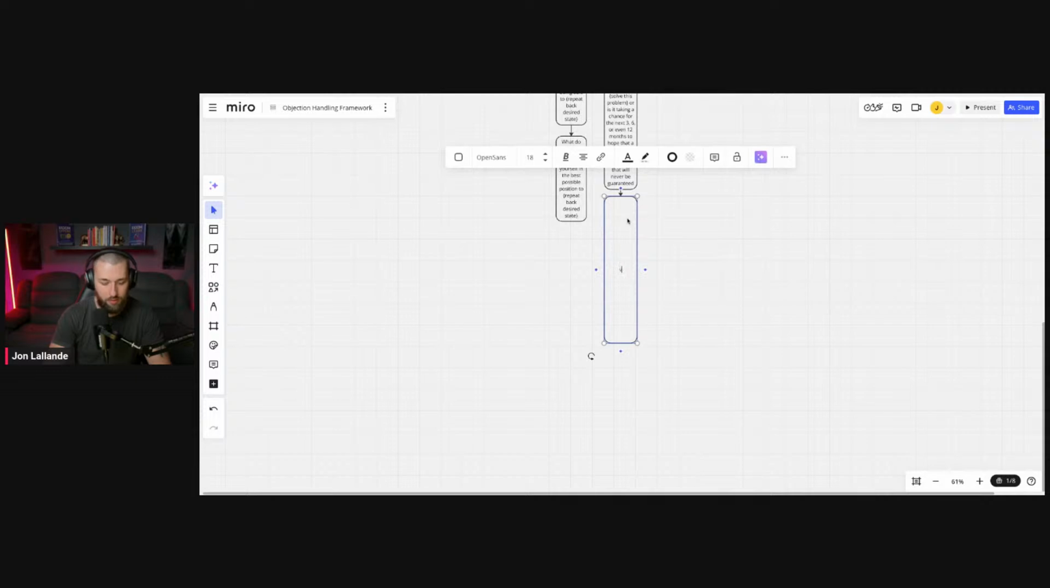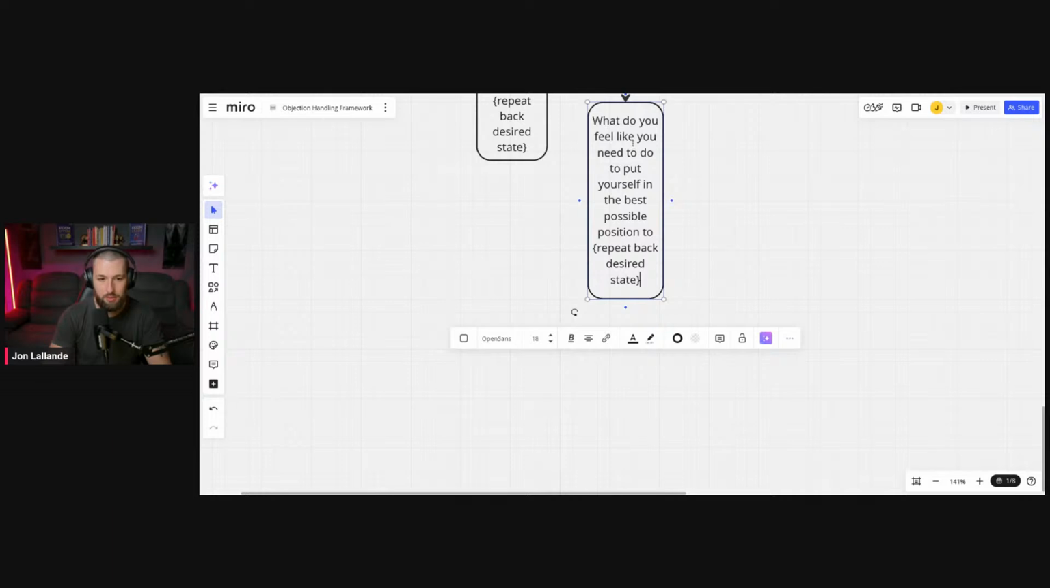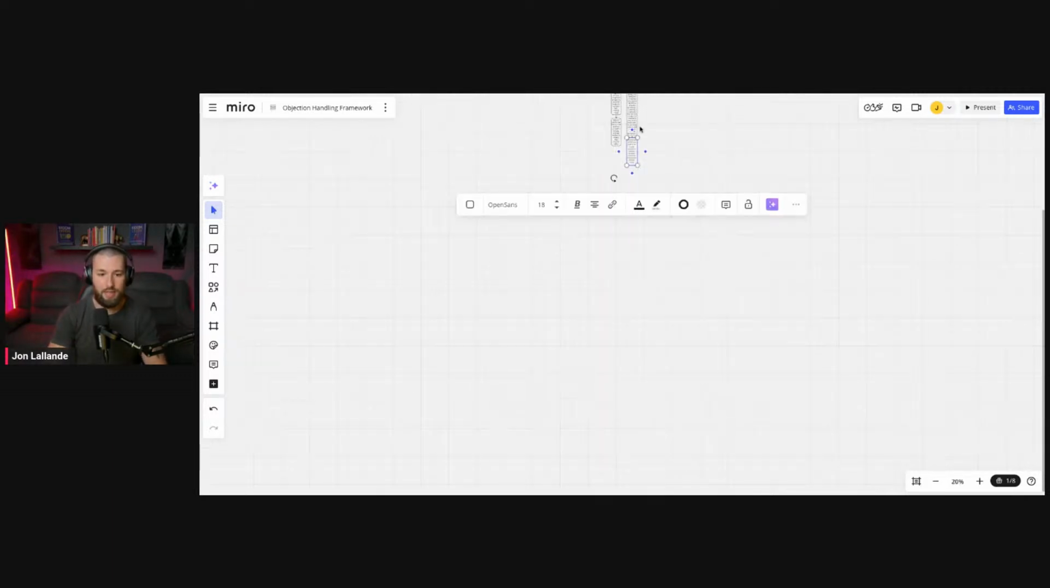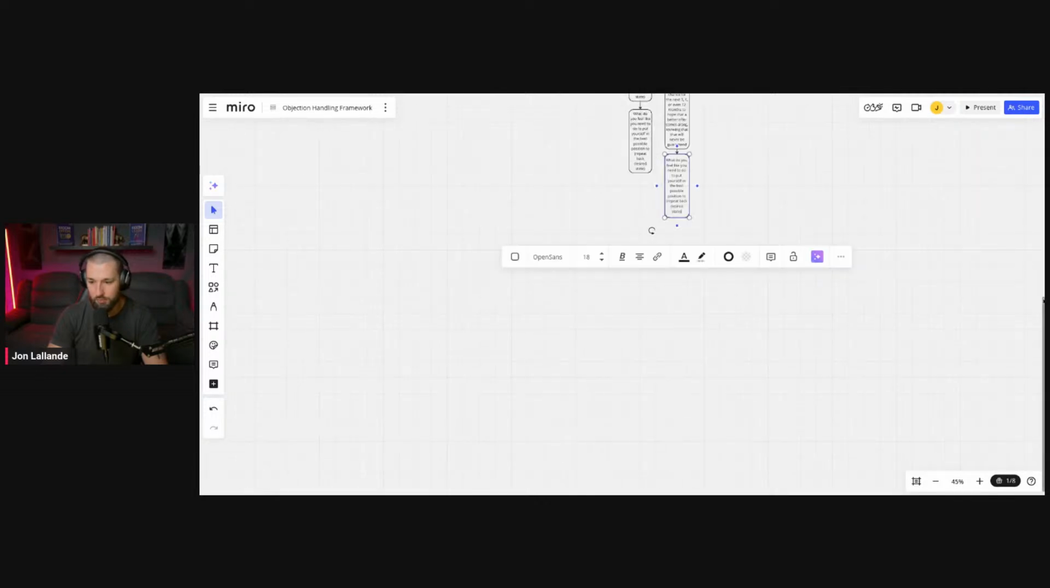So what do you feel like you need to do to put yourself in the best possible position to be able to go spend time with your grandkids, right? Whatever it is that they are trying to solve, right? So that is the price objection.